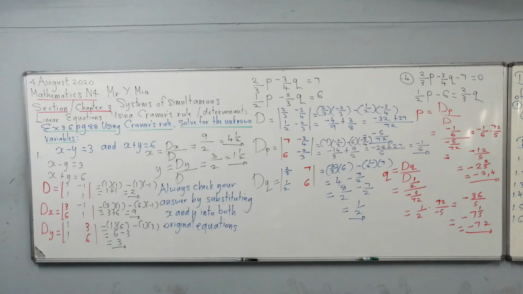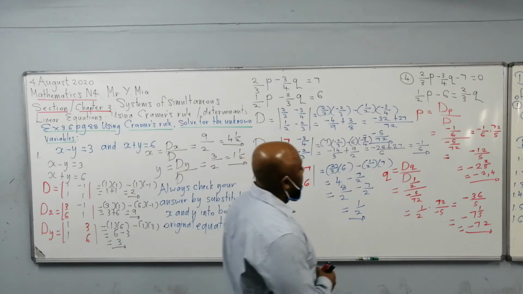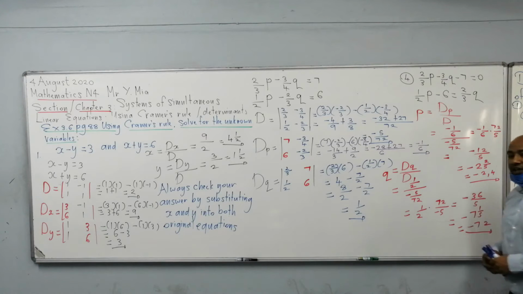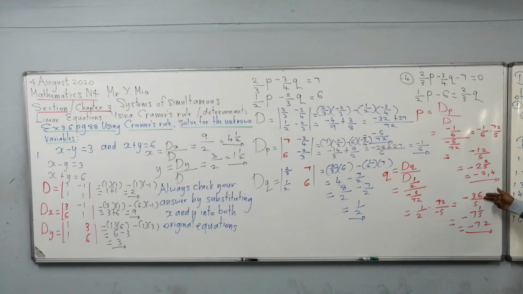Got it? Check your answer. If you leave your answer like this, with 36 over 5, and you don't carry it, it's fine. If you leave your answer like this, it's still correct, full marks, because this is the final answer. Just that I simplified it further.